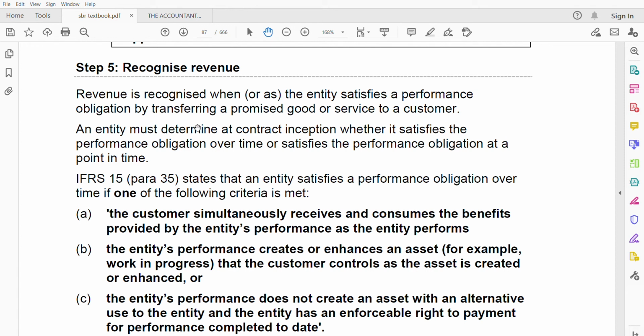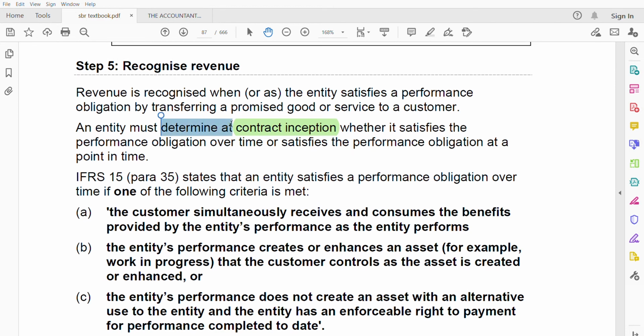An entity must determine at contract inception. Inception means the moment you open the contract, you started the contract, the beginning of the contract. They must determine, okay, what should they determine in the beginning of the contract? Whether it will satisfy the performance obligation over time or satisfy the performance obligation at a point in time.